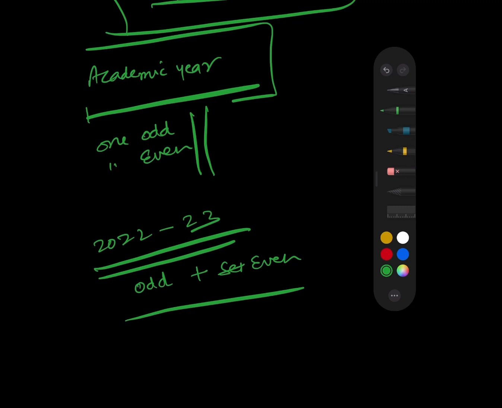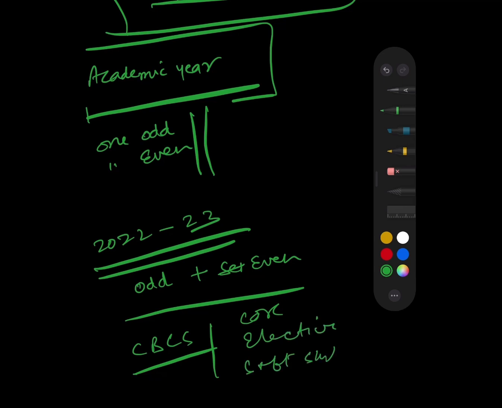Now, the simple terms, as I told you in the beginning, when you say CBCS system, it is basically a choice-based credit system where we have core, elective, and soft skill courses. We learn computer courses, we learn other courses also as part of these soft skill courses.